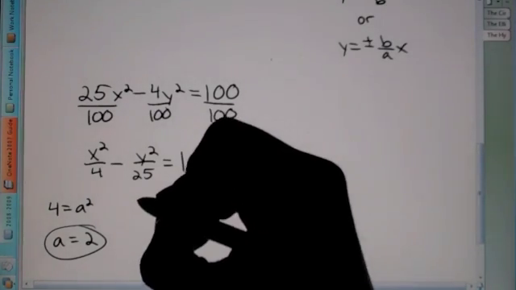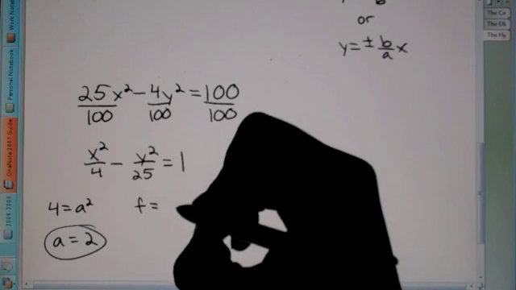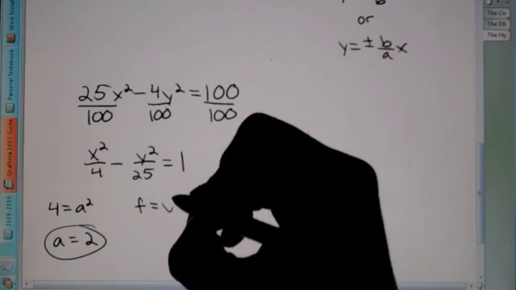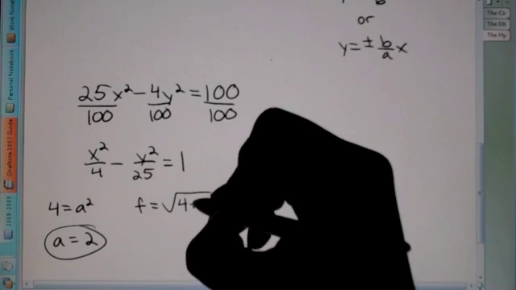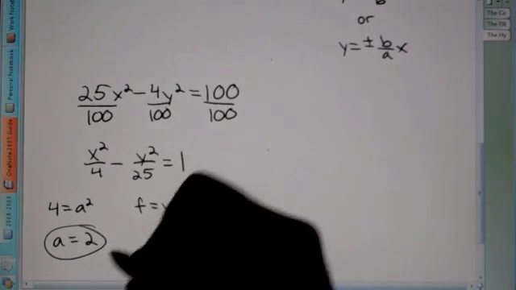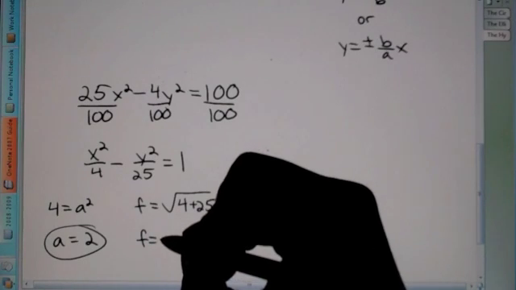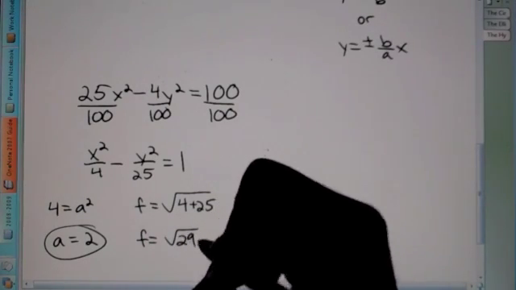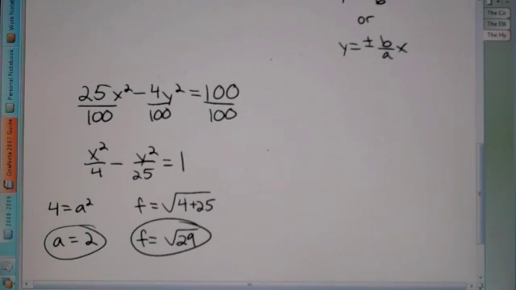The other bit of information is the foci. So let's find one focus: f is equal to the square root of a squared plus b squared. So here we have f is equal to the square root of 29. So there goes our focus. Okay, one focal point. And lastly, we need to figure out asymptotes.